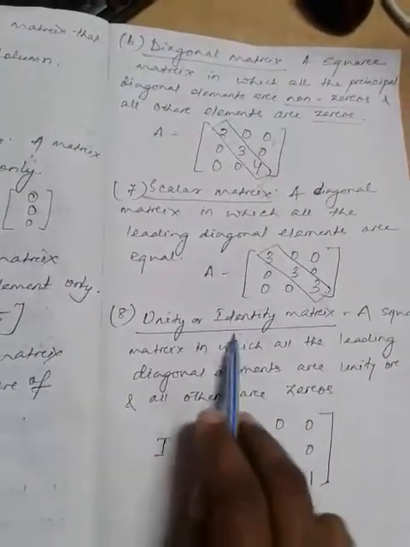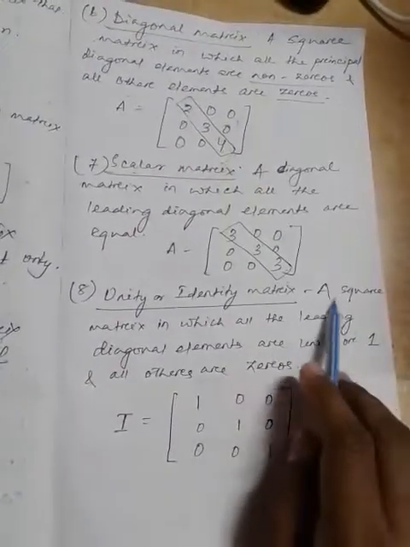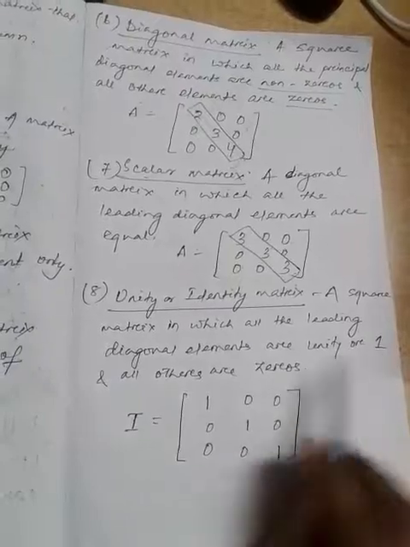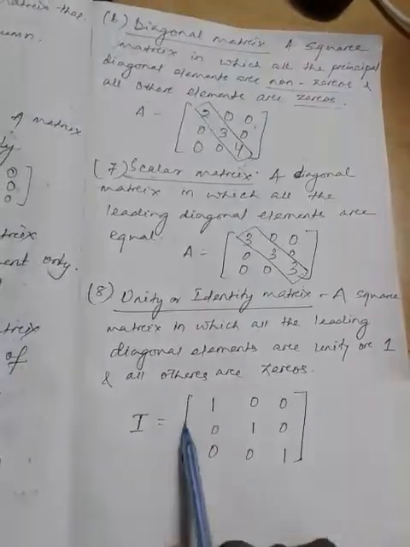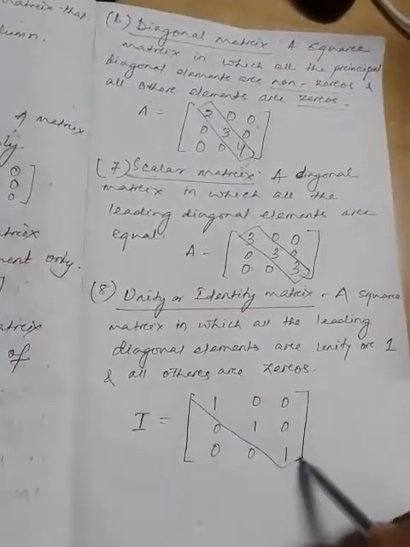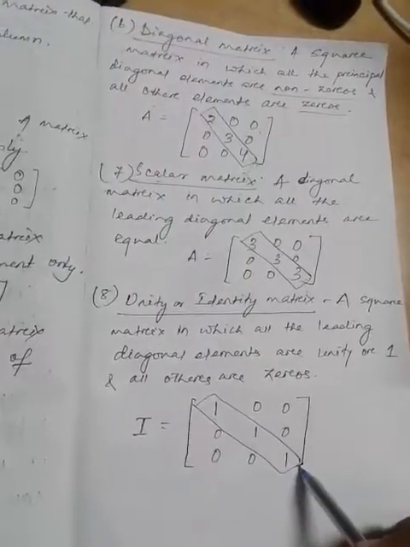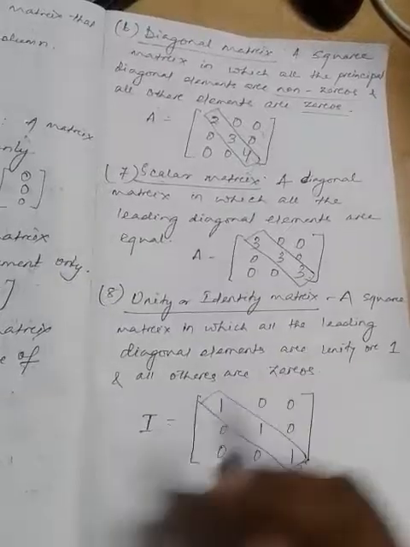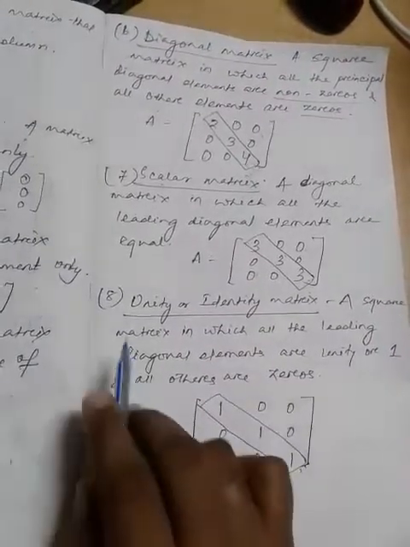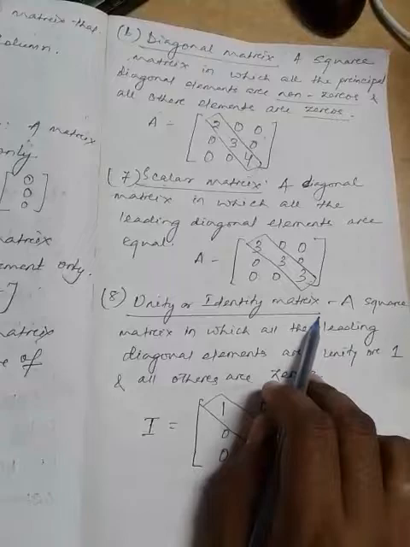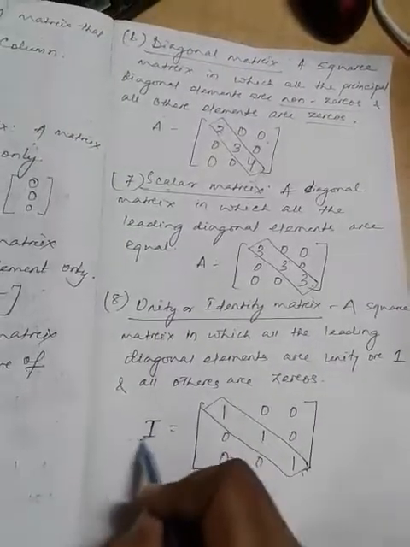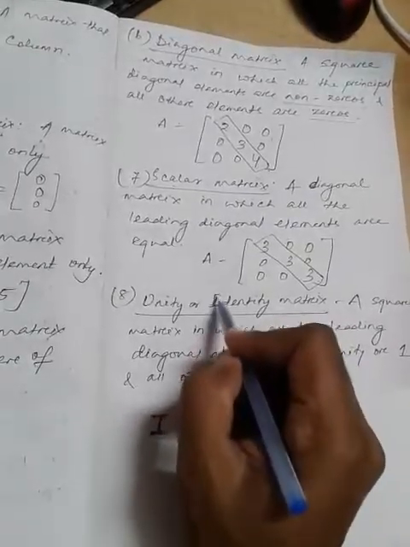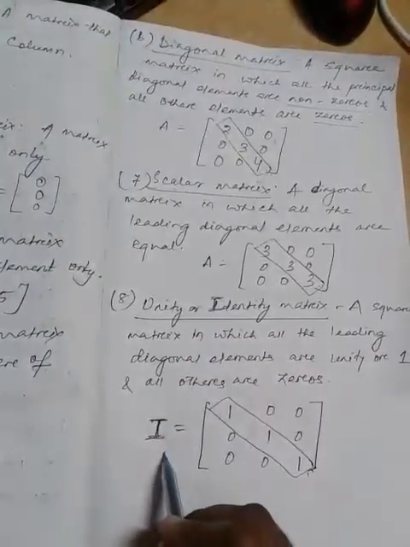Then unity or identity matrix. A square matrix in which all the leading diagonal elements are unity or 1 and all others are zeros. It is also the same, where all the diagonal elements are unity or 1. That means you keep only 1, 1, 1 and all other elements will be 0. Then only it will be considered a unity or identity matrix. It should be represented by I. I stands for identity matrix.